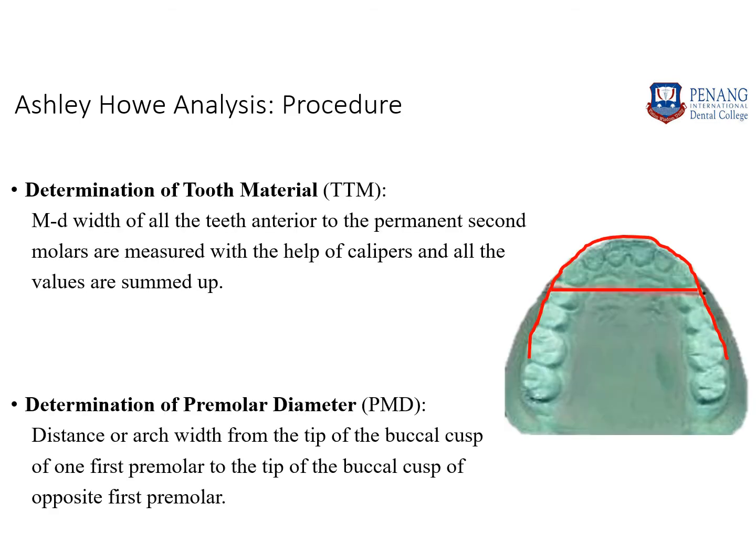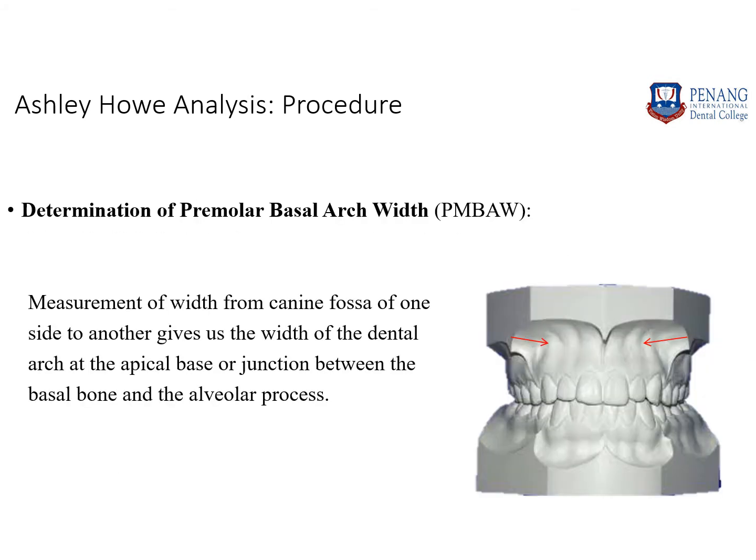So how do you perform an Ashley-Howe analysis? Basically there are three different measures. You have to first determine the tooth material. For this, you will measure the mesiodistal width of all the teeth anterior to the permanent second molars, and then sum them up. For the determination of the premolar distance or diameter, you will measure the arch width from the tip of the buccal cusp of the first premolar to the tip of the buccal cusp of the opposite first premolar. Following this, you will determine the premolar basal arch width.